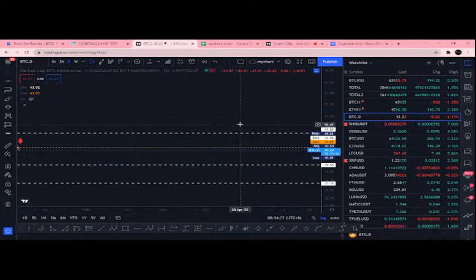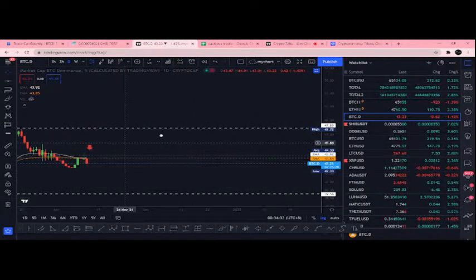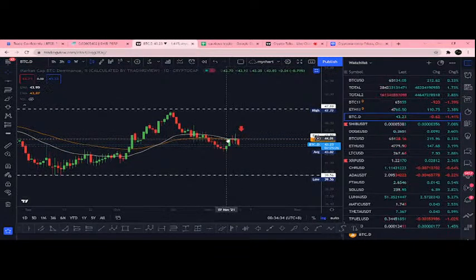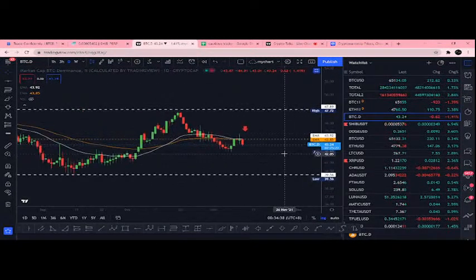Anyway, pangit eh. I just don't like this one. It actually seems like a doji, though it's not that much.